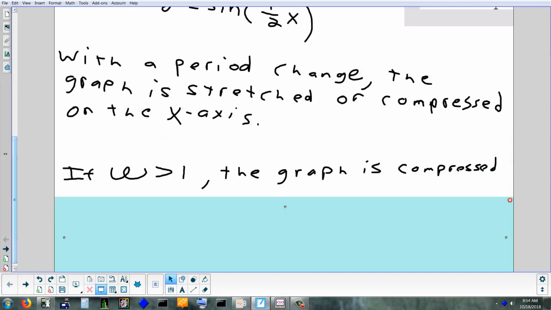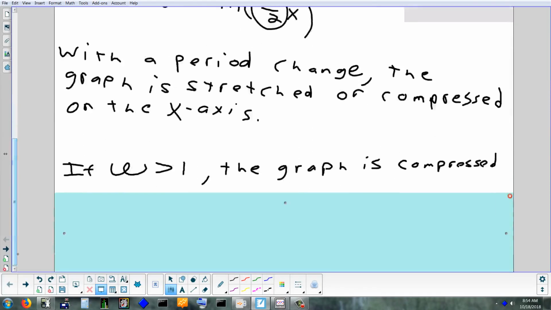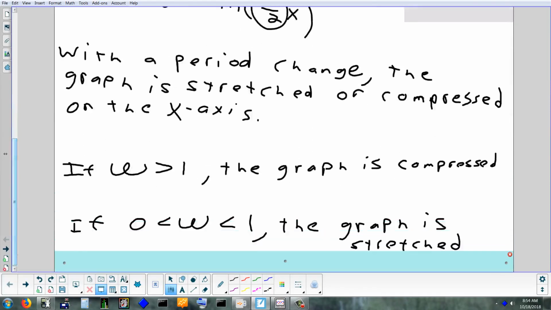So the key, whether it's going to be stretched or compressed, is this number right there. What do you think that number has to be bigger than for it to compress? 1. Has to be bigger than 1. So if it's bigger than 1, it compresses. If it's between 0 and 1, like a half, a quarter, a third, any of those would stretch it. Yep.